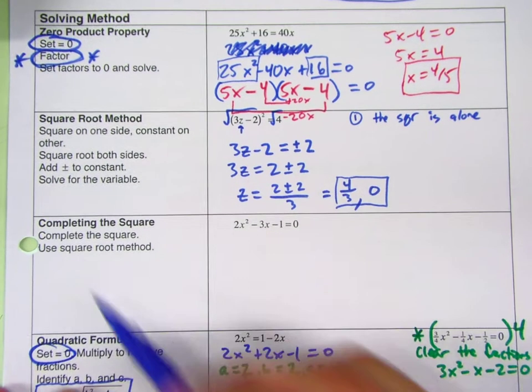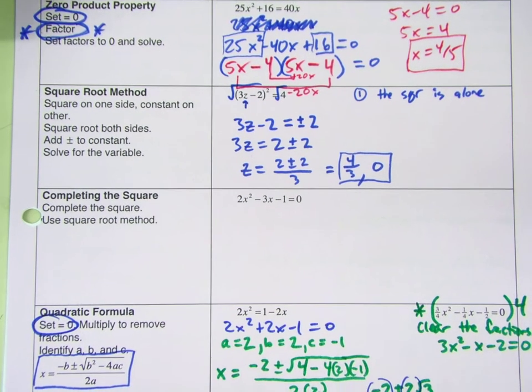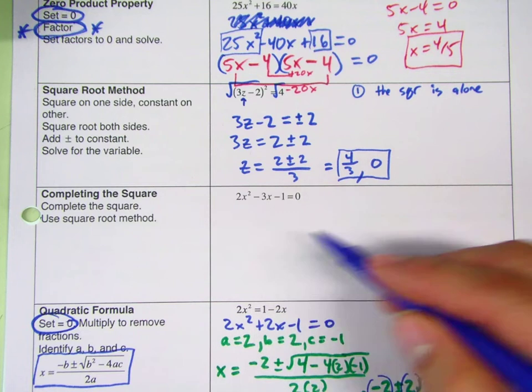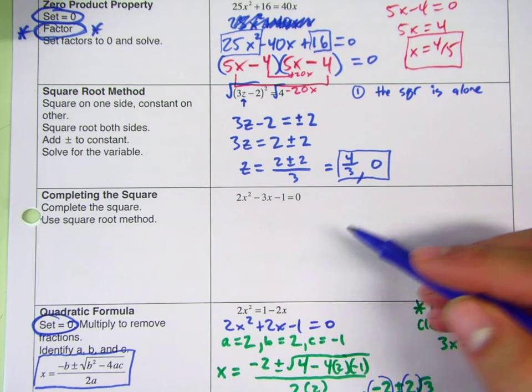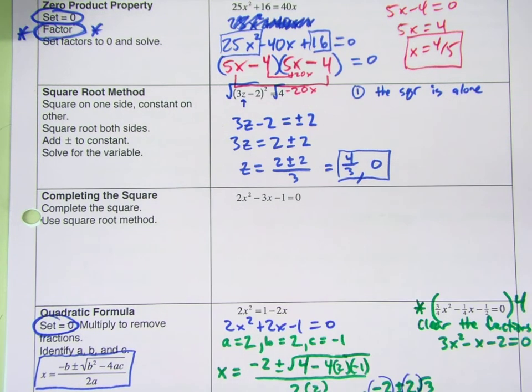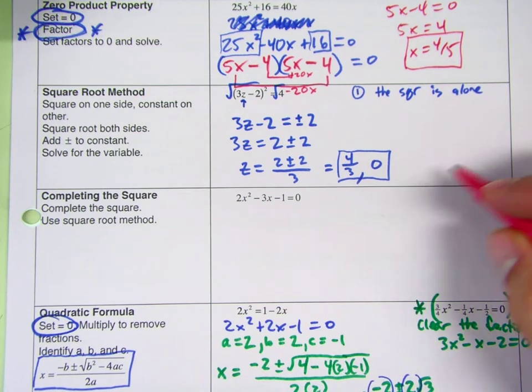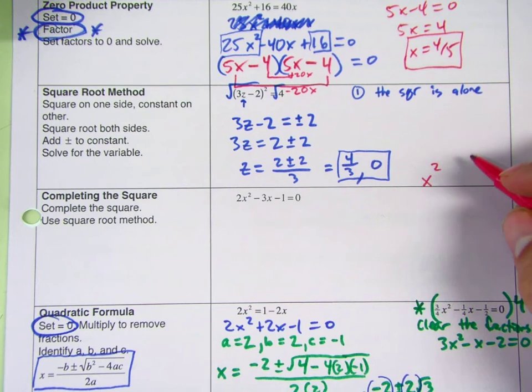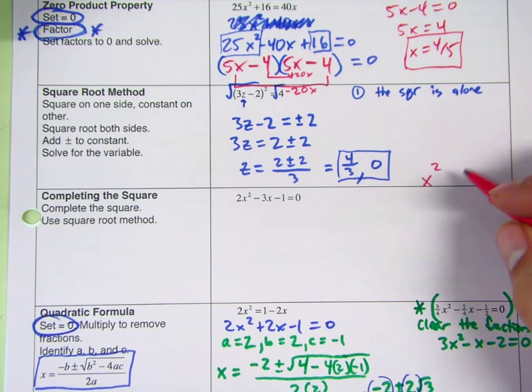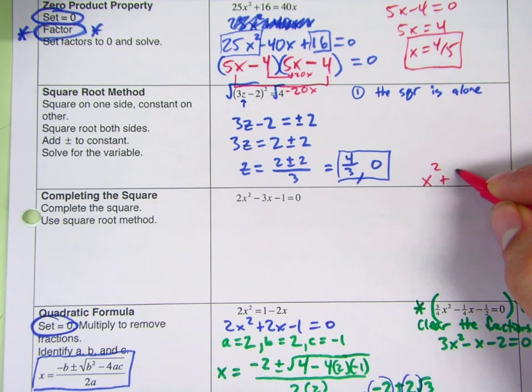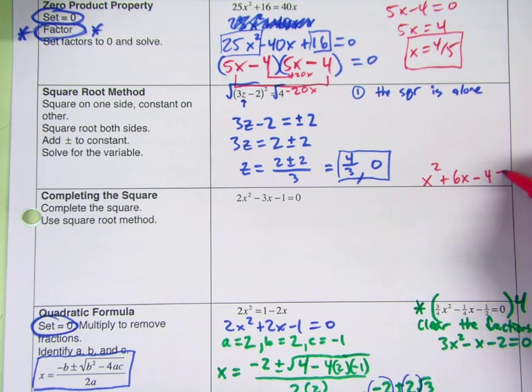Now, as far as this last method is concerned, completing the square, I'm going to do a simpler example first because this one's actually pretty tricky to do completing the square with. So let's go over here and let's say I have x squared plus 6x minus 4 equal to 0.